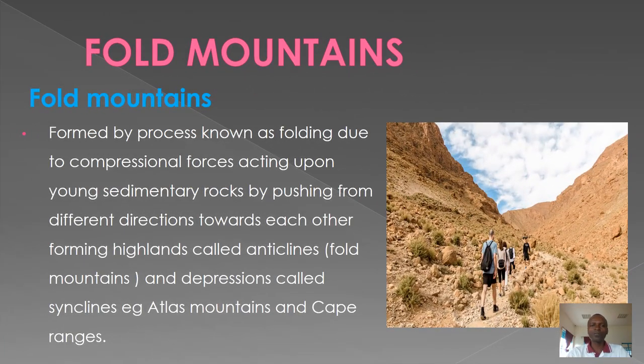Fold mountains. What are fold mountains? These are mountains formed by the process known as folding due to compression forces acting upon young sedimentary rocks by pushing from different directions towards each other, forming highlands called anticlines, that's now the fold mountain, and depression is called synclines. And the illustration shown is an example of the Atlas mountain.